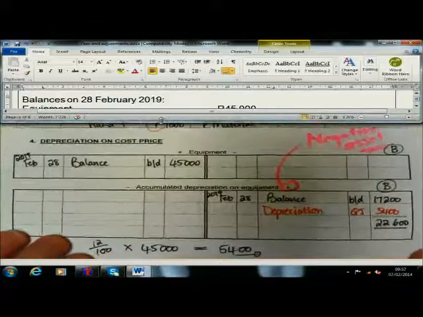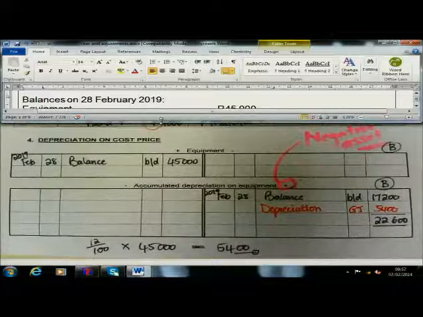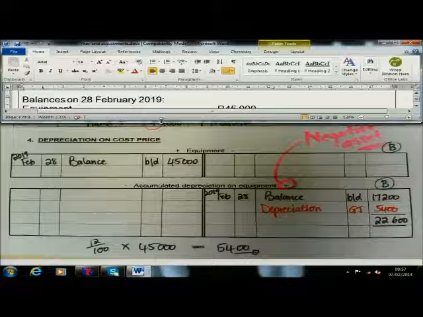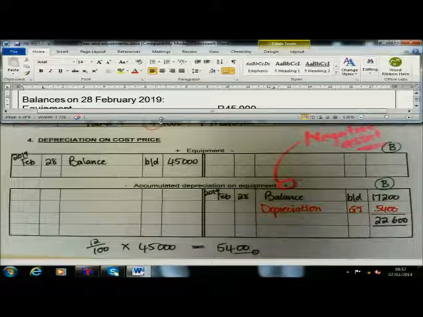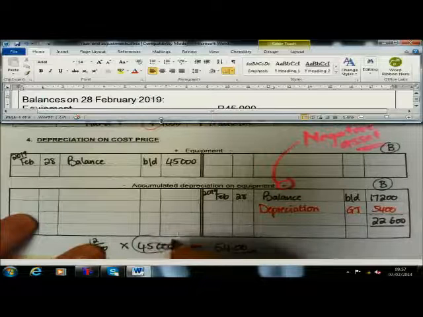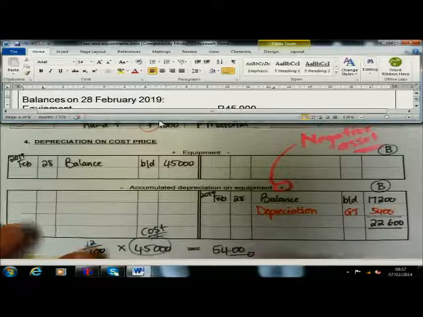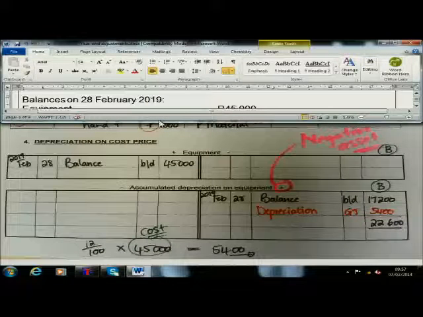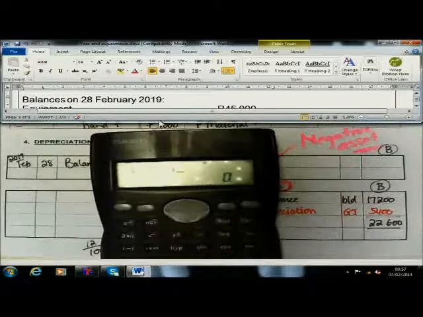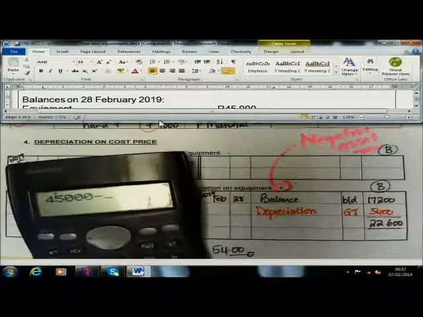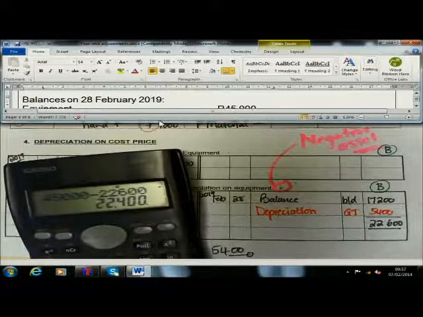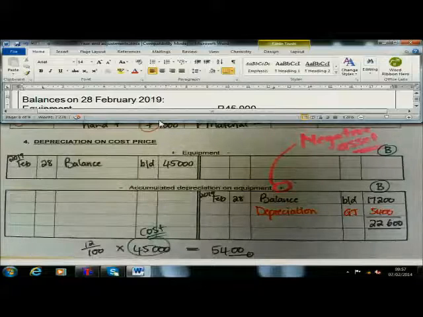Negative asset. By the end of the day, in note number 3 in our balance sheet, we are going to subtract the accumulated depreciation from the equipment. So it's a negative asset, and you work out your depreciation on the cost price. This is the cost price. You work it out on the cost price. It gives you 5,400. So at the end of the year, your equipment is 45,000 minus 22,600. So it's worth 22,400 rand at the end of the year.